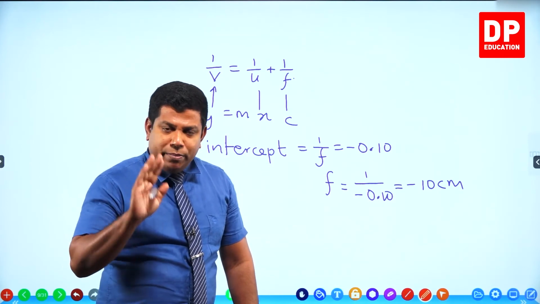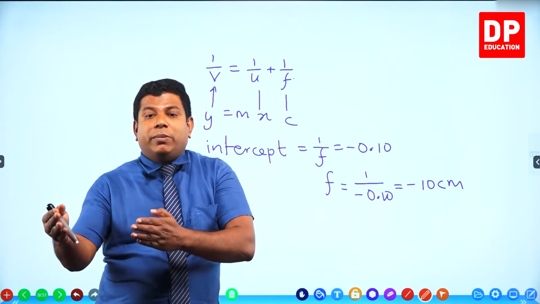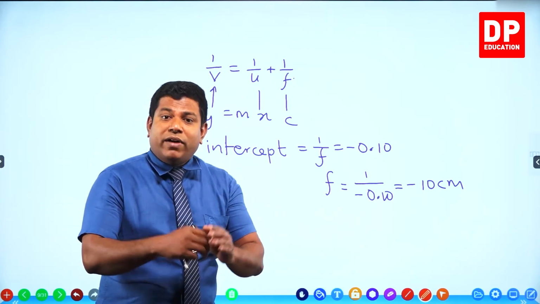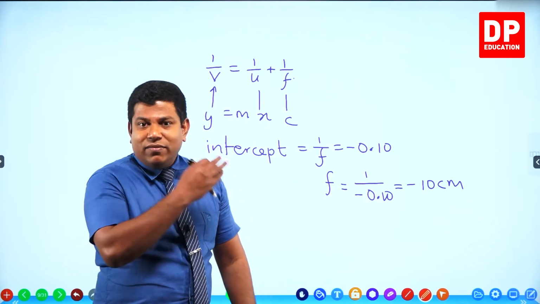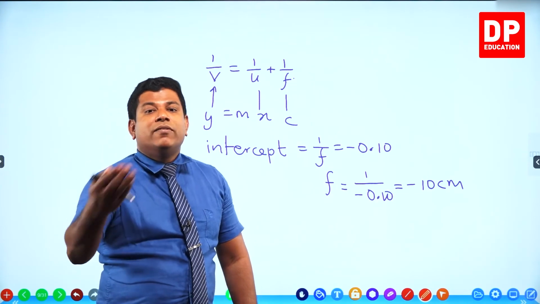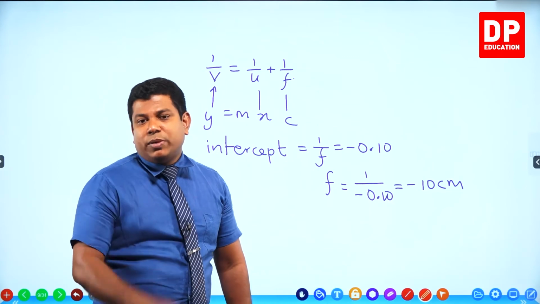Clear? So, I believe that was clear to you. Before we go to the next experiment, what is going to be the next experiment? Finding the focal length of a concave lens. This is convex lens, concave lens. But before that, we will see what past paper questions we can do for this experiment.